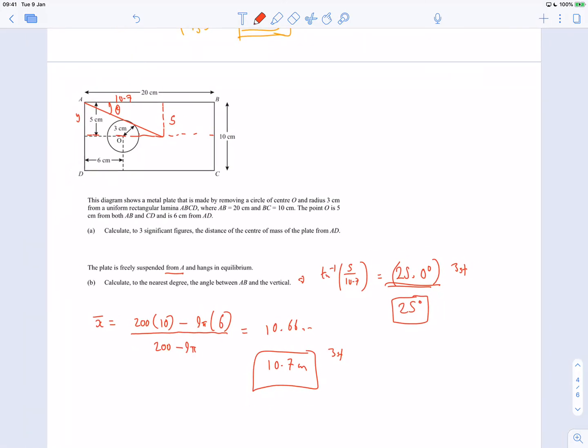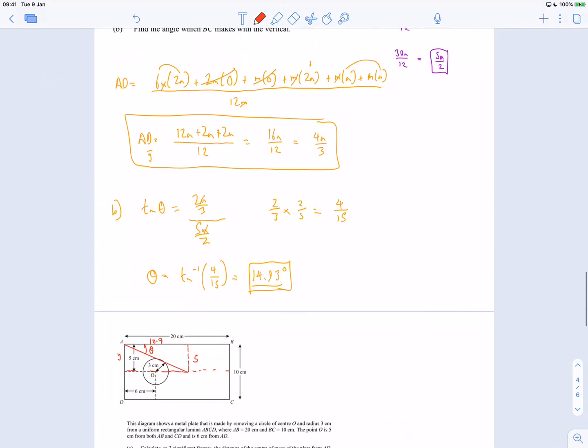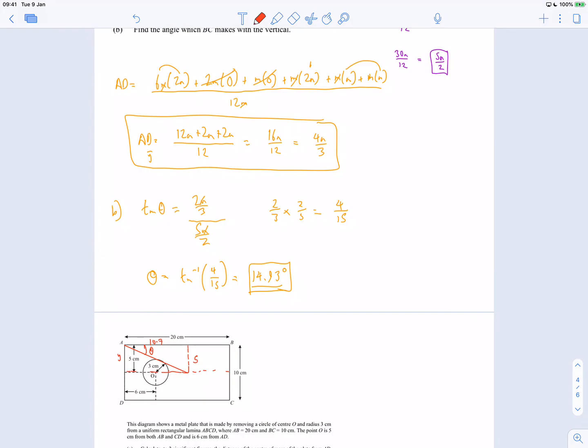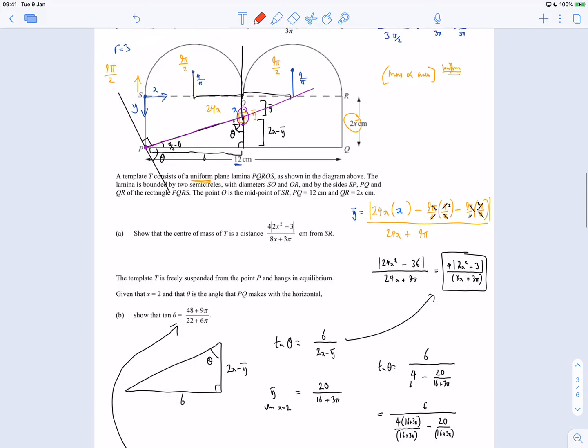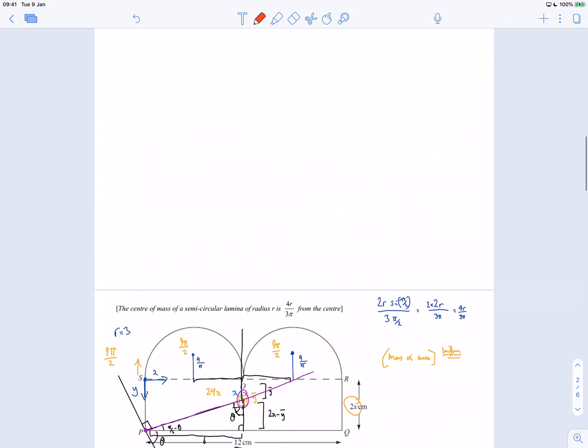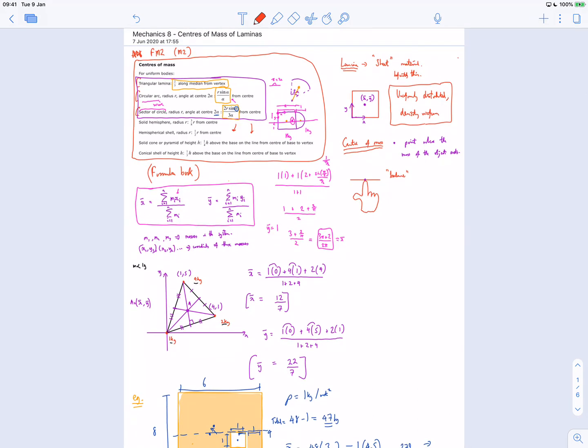Okay, yeah. So a lot of this is just weighted sums, weighted averages, thinking about turning points, that kind of thing. Just draw a line from where the object is being dangled to the centre of mass, and as long as you don't make any silly mistakes and you've got these cheat sheet to help you, it shouldn't be that much of a problem.